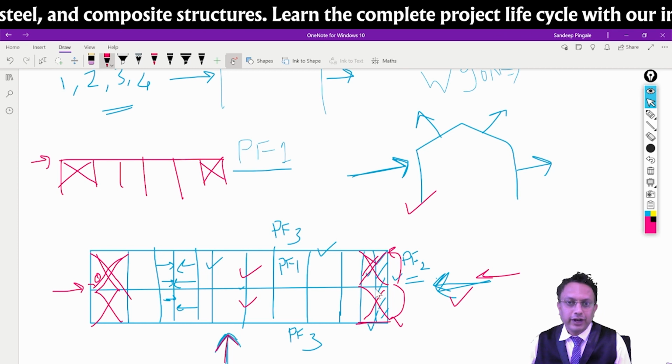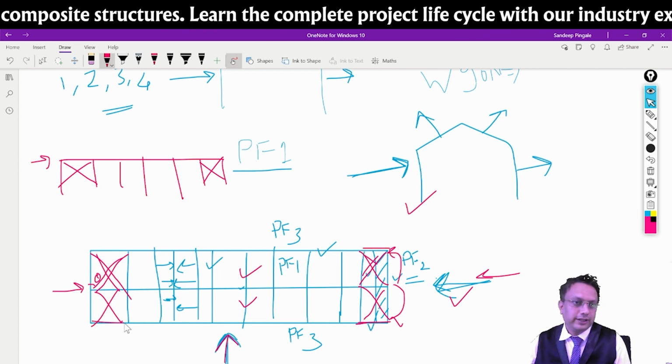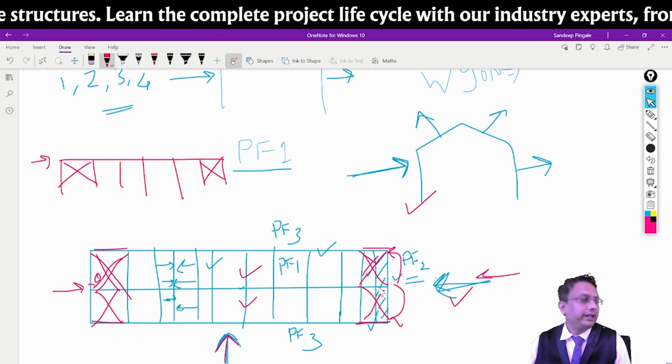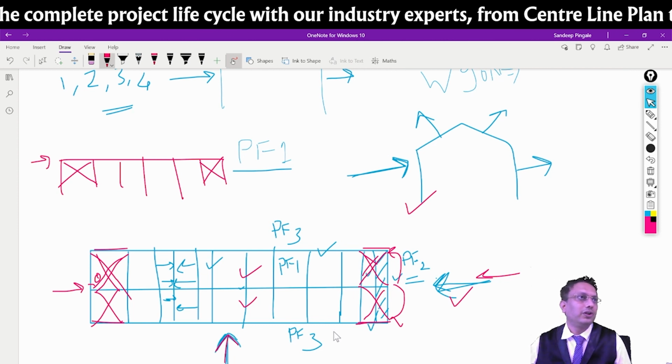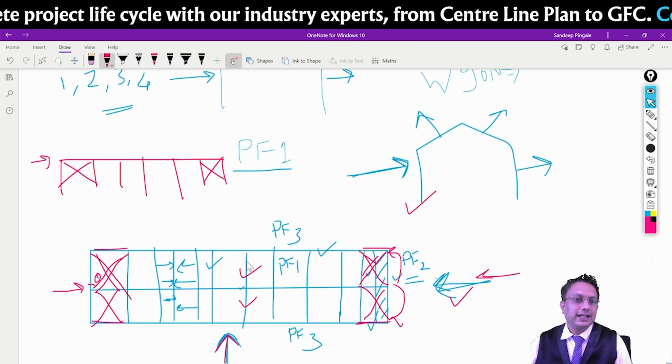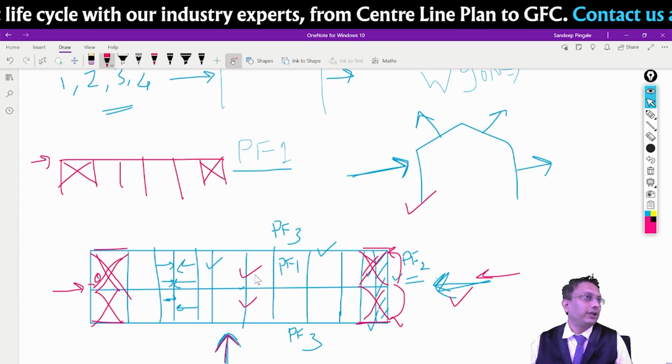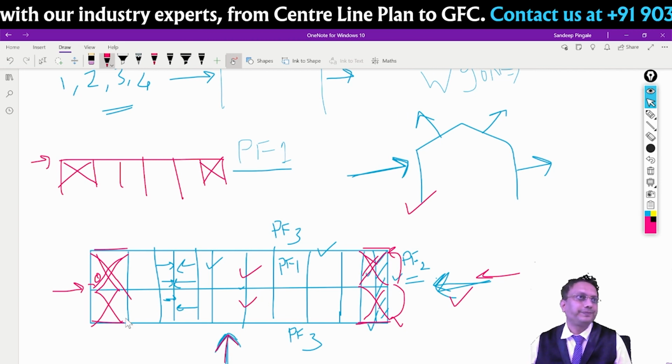So this particular frame and this particular frame, because it will be divided by 2. If two trusses are there, it will be divided by 2. Sometimes we give the truss at the center, so it will not be divided by 2, it will be divided by 3.